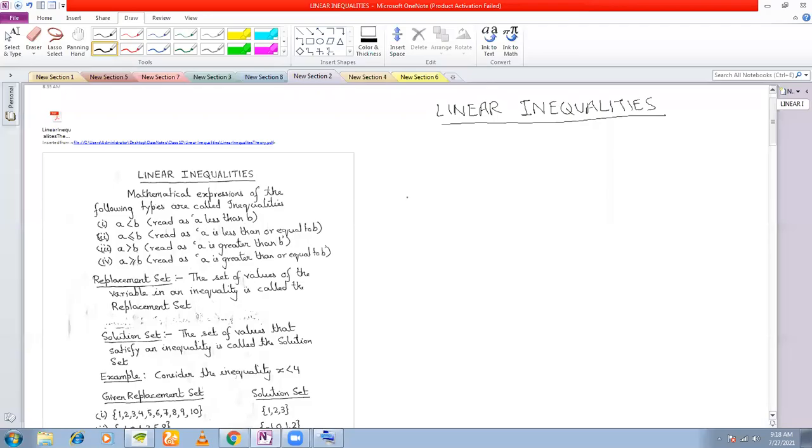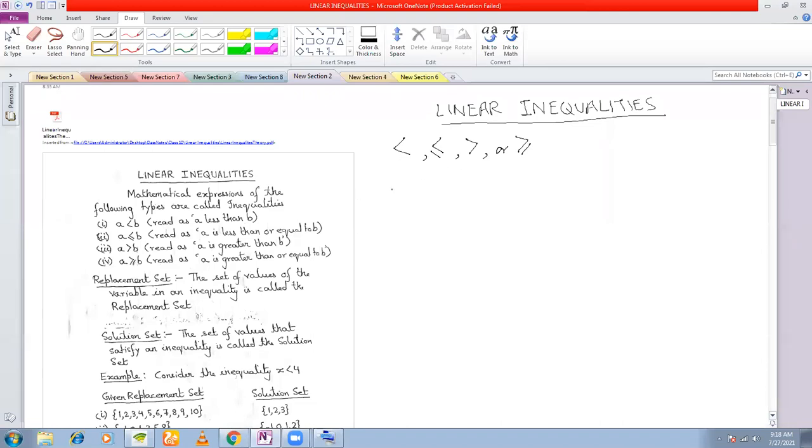Linear inequalities are those mathematical expressions that contain the sign less than, less than or equal to, greater than, or greater than or equal to. Any mathematical expression that contains these signs is called a linear inequality.